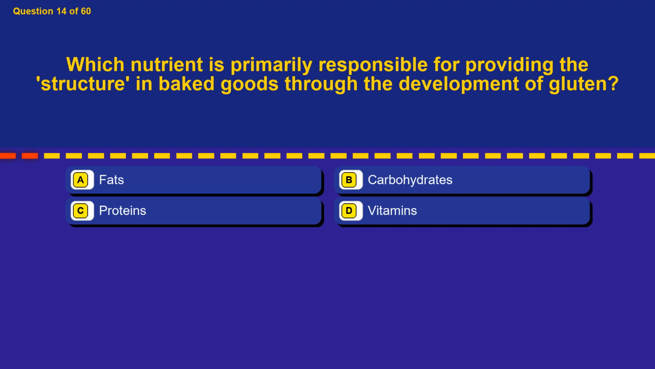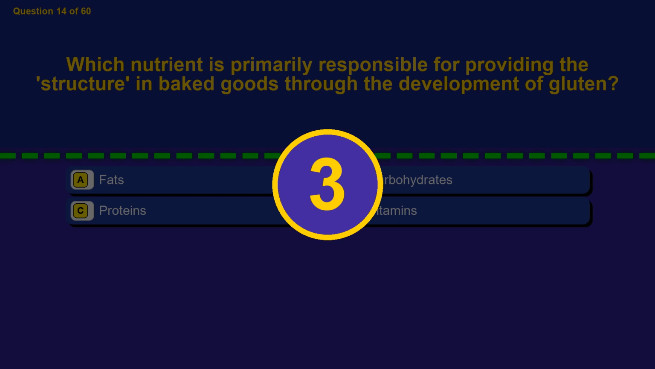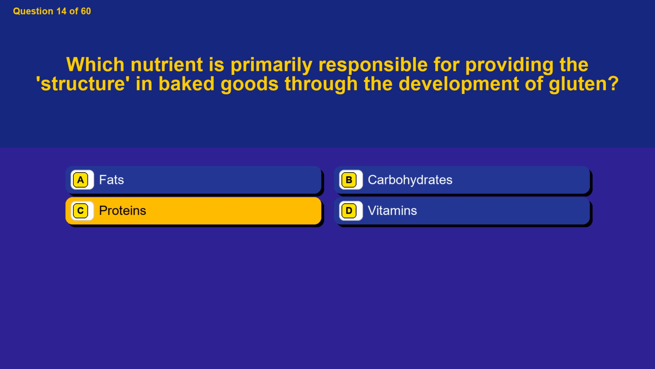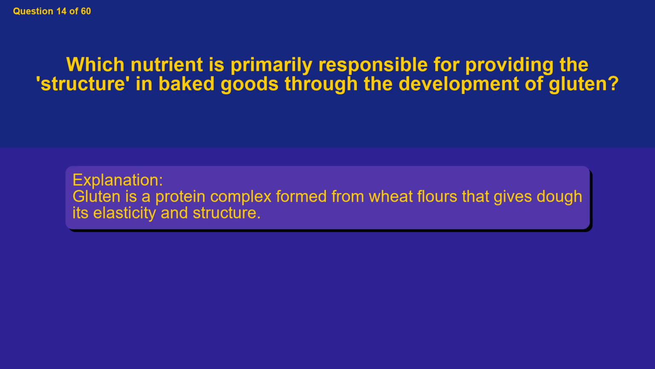Question 14. Which nutrient is primarily responsible for providing the structure in baked goods through the development of gluten? Option A, fats. Option B, carbohydrates. Option C, proteins. Option D, vitamins. The correct answer is option C, proteins. Gluten is a protein complex formed from wheat flours that gives dough its elasticity and structure.